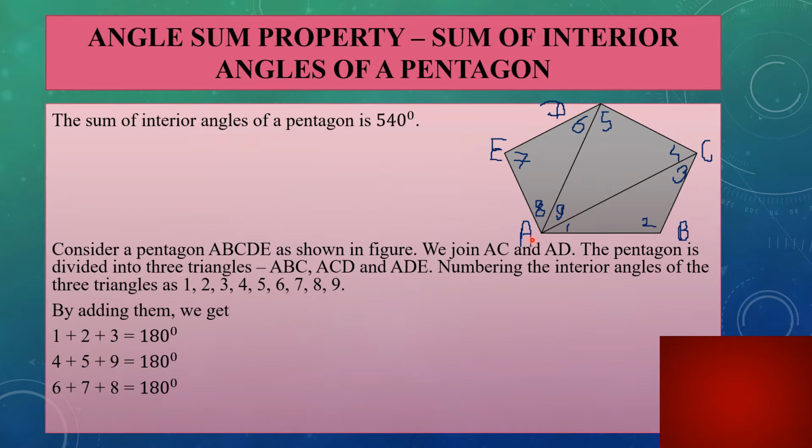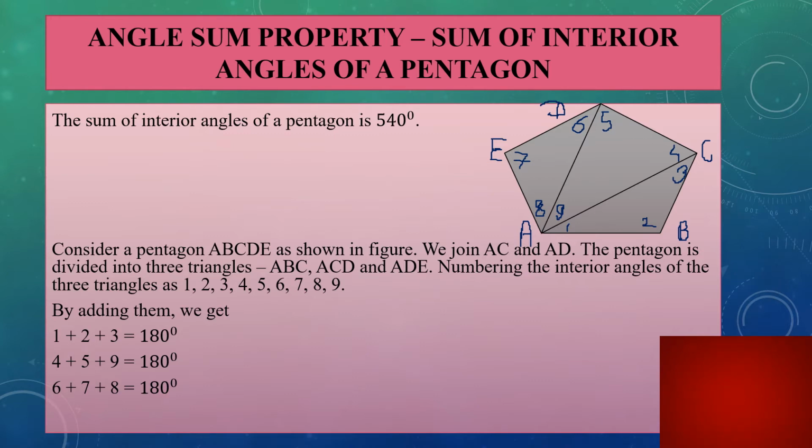We join AC and AD. The pentagon is divided into three triangles: triangle ABC, triangle ACD, and triangle ADE. Numbering the interior angles of the three triangles as 1, 2, 3, 4, 5, 6, 7, 8, 9.